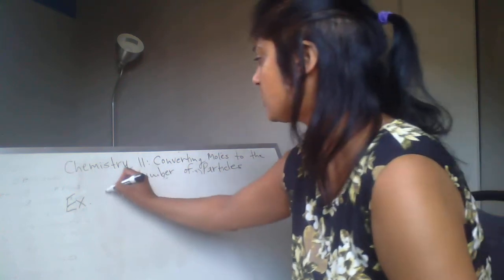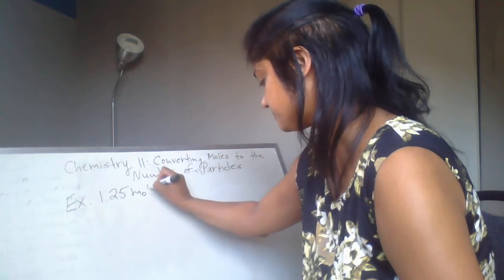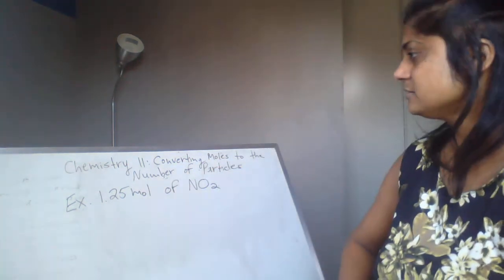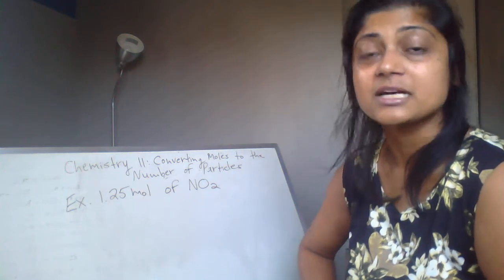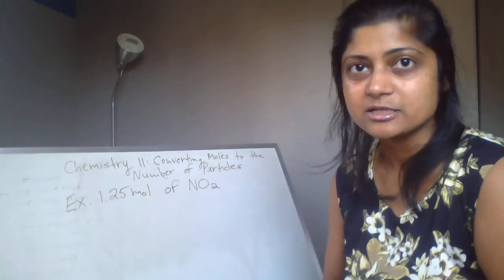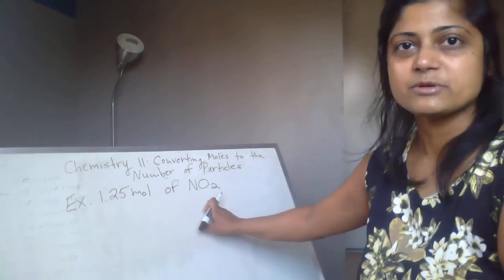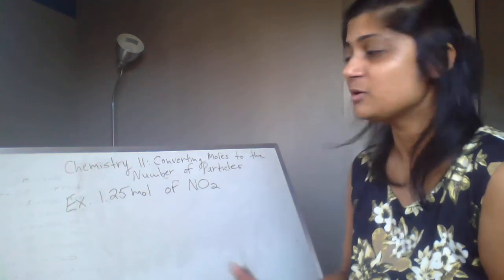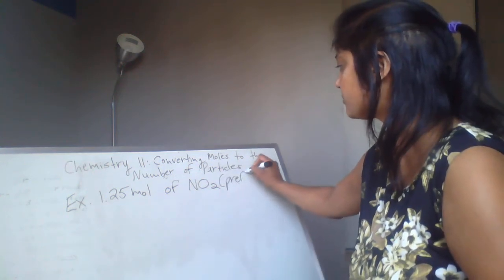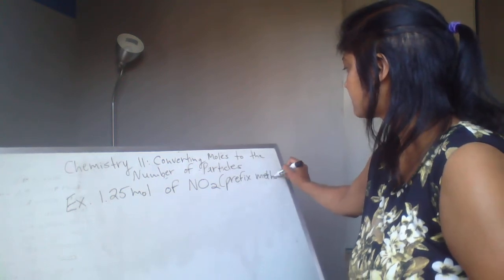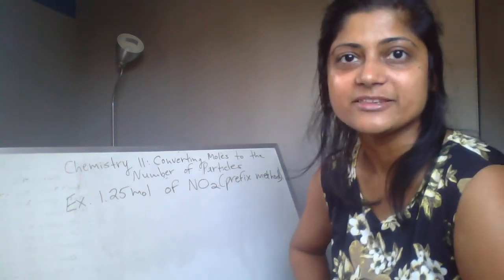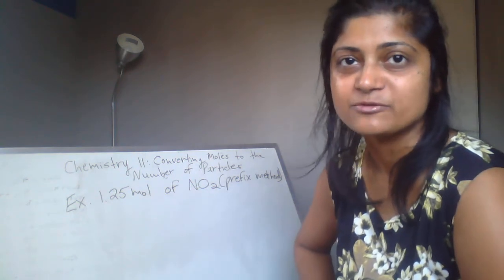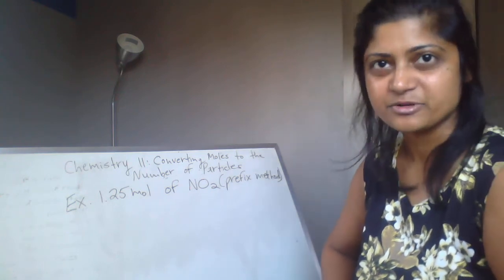A sample contains 1.25 moles of nitrogen dioxide. Remember, the teacher does not have to give you the formula. The teacher might just say nitrogen dioxide. I have to remember that this is a molecular compound, and I have to use the prefix method when writing out the formula. So nitrogen dioxide, because there are two atoms of oxygen here, and that is the prefix method.